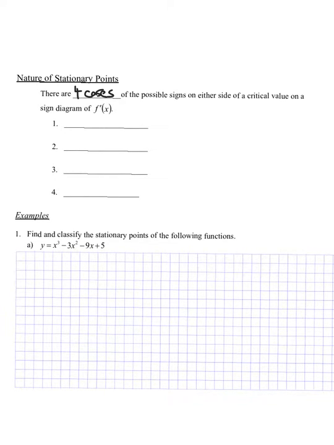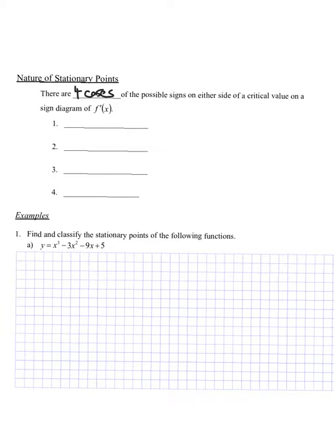The critical value is simply when you do f dash of x equals 0 and you get the answer for x for that, that's called a critical value. All right, that's all that means. So there are 4 cases of possible signs on either side of a critical value on the sign diagram of f dash of x. I'm going to draw you 4 sign diagrams and you'll see what we mean.